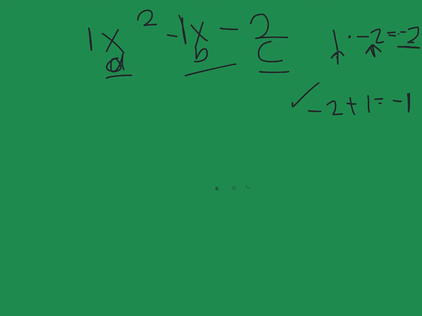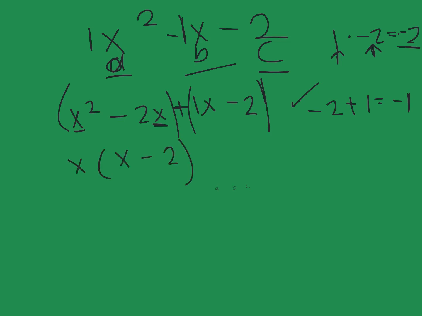Now let's put it in our equation. So we'll do x squared minus 2x plus x, or you can do 1x, and minus 2. Now we put our parentheses here, and then we have to factor out. So what do these have in common? They have an x, so we put our x here, x minus 2, because x times x equals x squared, and x times -2 equals -2x, so it's right.